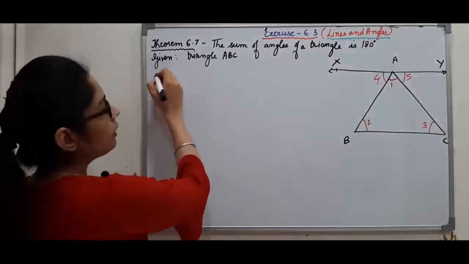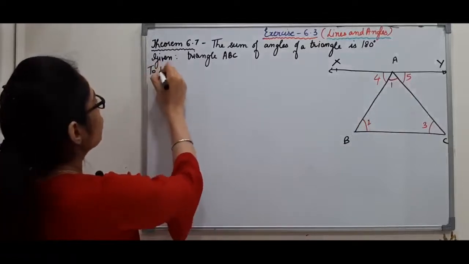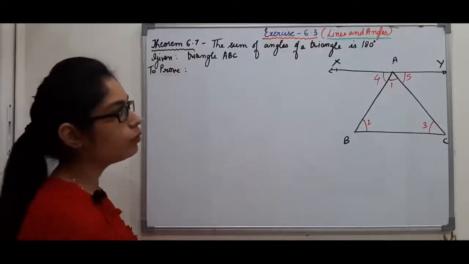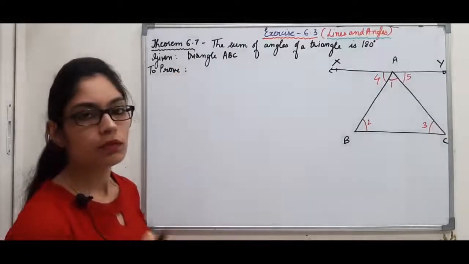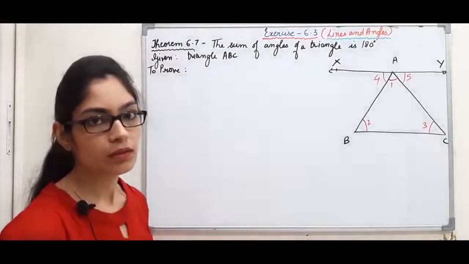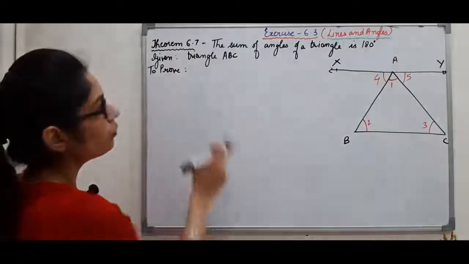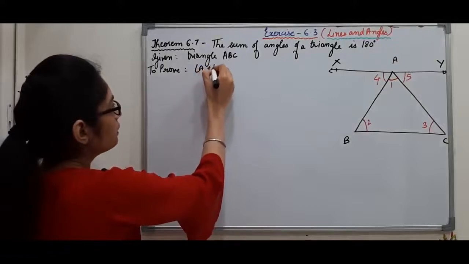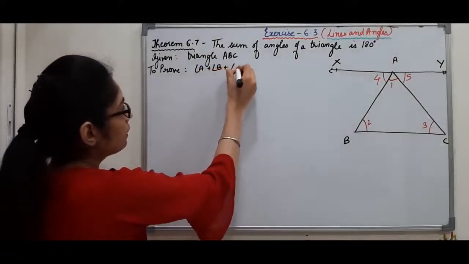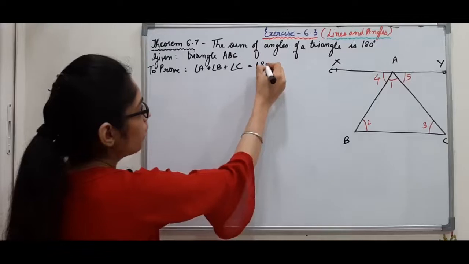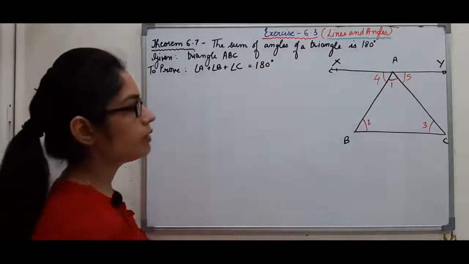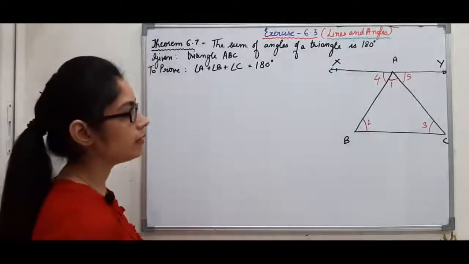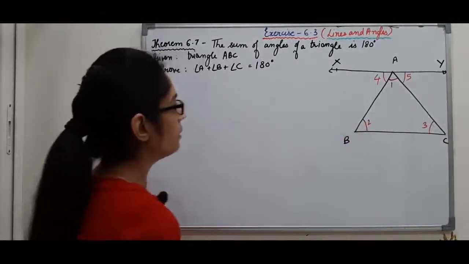Now next thing is to prove. This triangle we have to draw, because in theorems figures are not given to us. Here we have to prove that angle A plus angle B plus angle C is equal to 180 degree. You can also mention it as angle 1 plus angle 2 plus angle 3 is equal to 180 degree, because we have already mentioned the angles.